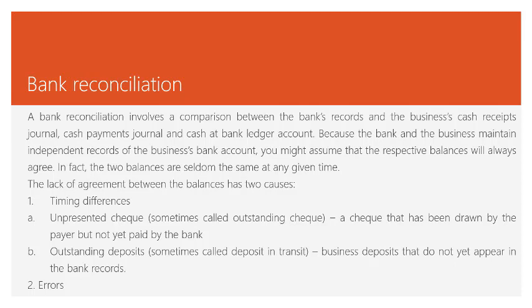So the first one is timing difference. As I mentioned a while ago, there are checks that may have been outstanding, which means we recorded it as a withdrawal in our own record, but the bank has not yet recognized it. Maybe it's too late for clearing, or maybe the bank had not yet received the check from the receiver of the check.